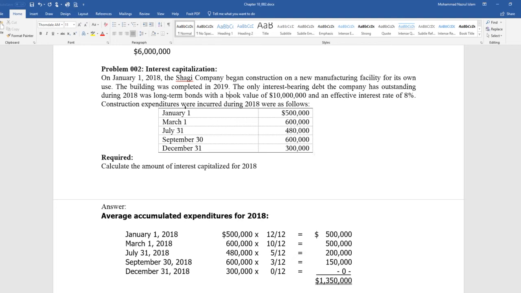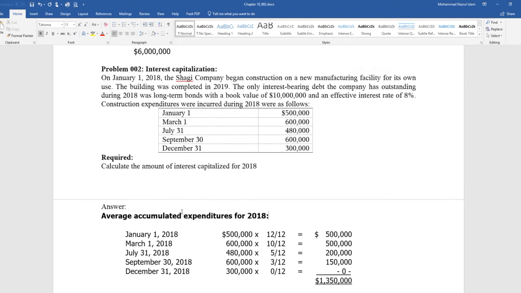So the construction expenditures were incurred during 2018 as follows, meaning they did not happen evenly. Can you see that? We received money on January 1, March 1, July 31, September 30, and December 31. First we need to calculate the average accumulated expenditure for 2018.